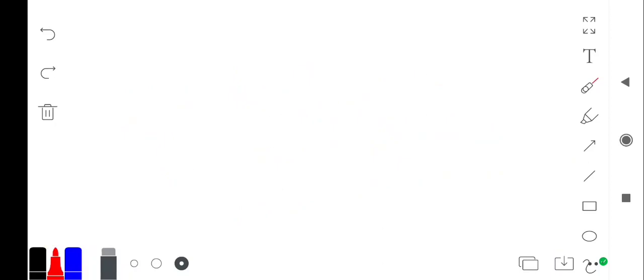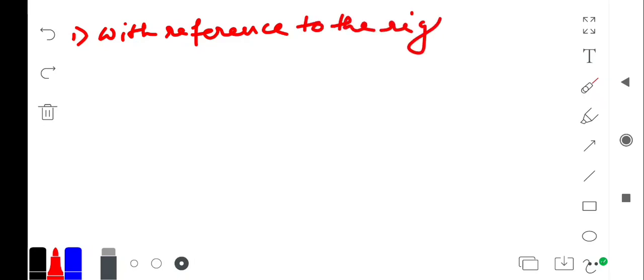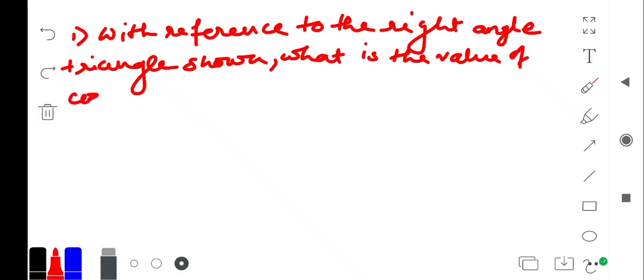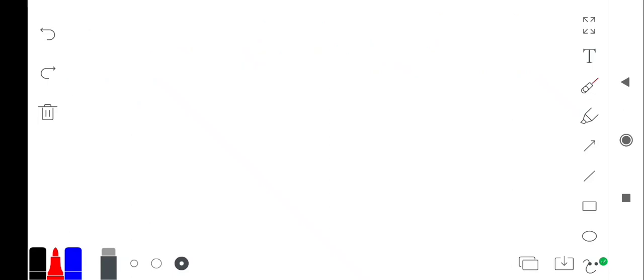Now the numerical questions. The first one: with reference to the right angle, meaning a 90-degree angle, in the right angle triangle shown, what is the value of... I think this will be solved in the previous lecture, okay, not this.